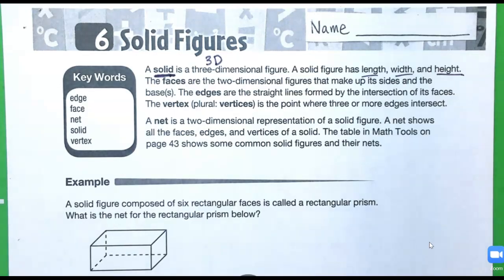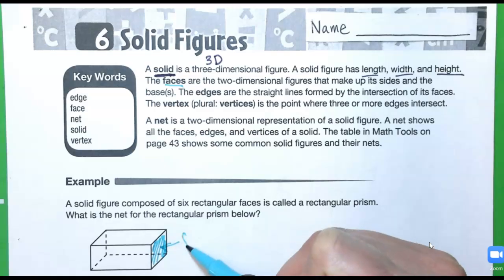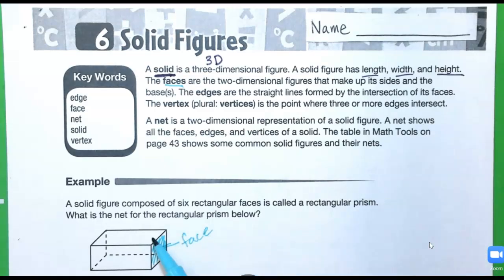They're made up of faces. Faces are the two-dimensional figures that make up its sides. So if we look down here at this three-dimensional object, we have a face on the side. This would be a face. We have a face on the other side, a face on the top, a face on the bottom, and a face on the back and a face on the front. So when we talk about a rectangular prism like this, it has 6 rectangle faces. That's why we call it a rectangular prism.